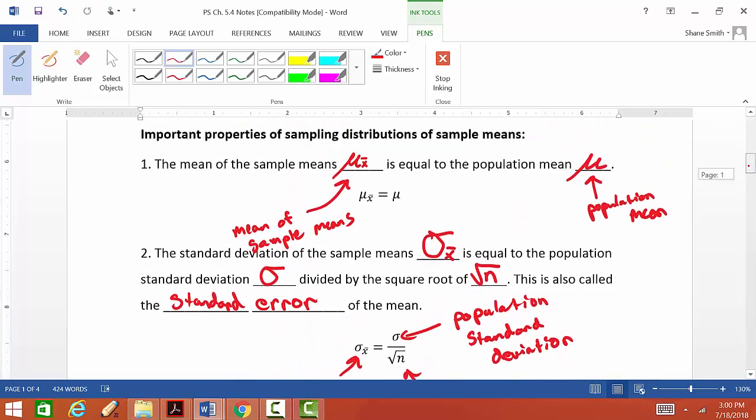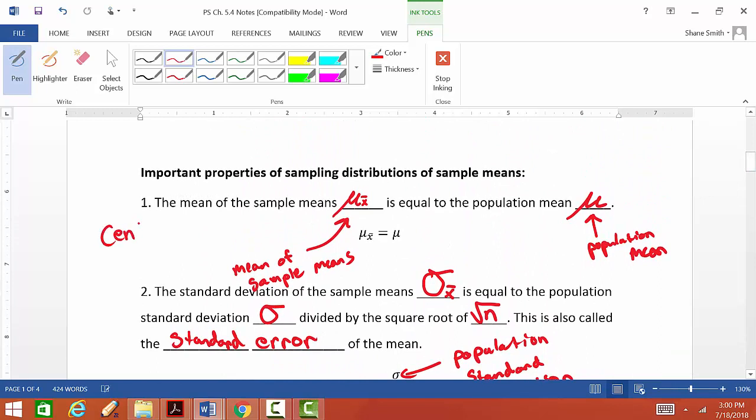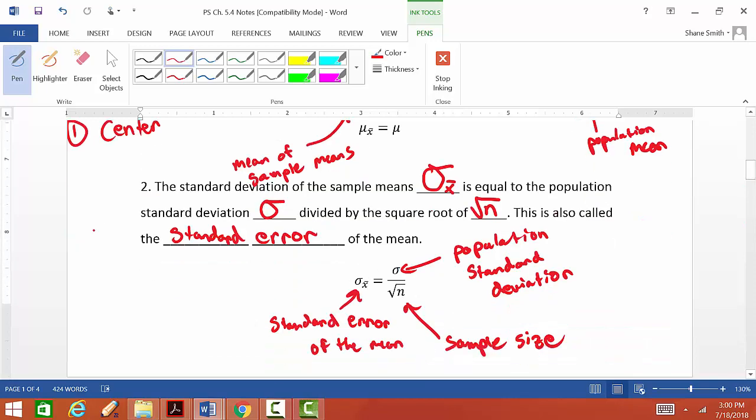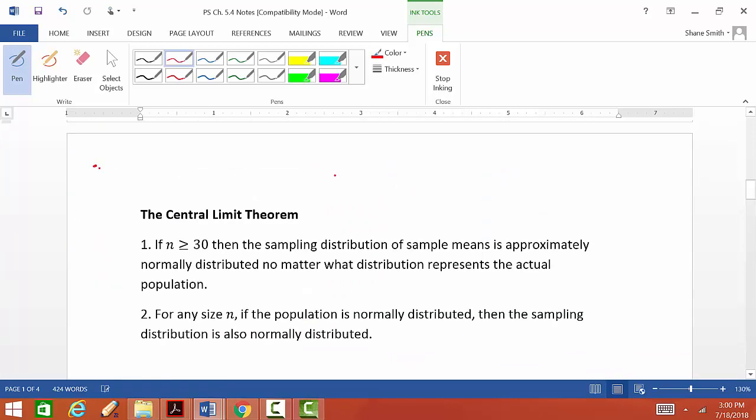All right, so this is about the center. This is what we call the center. This is the first thing. This is the spread. And the third thing is the shape, which brings us to the central limit theorem.